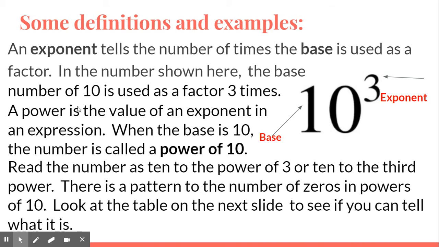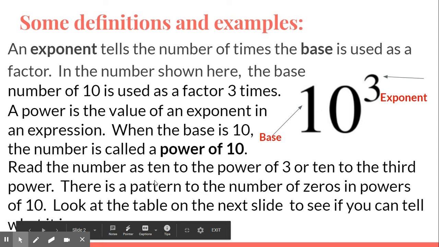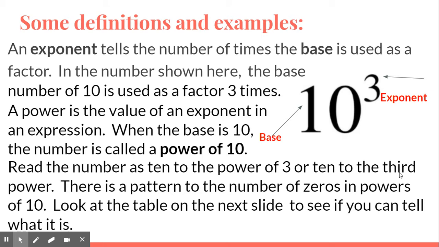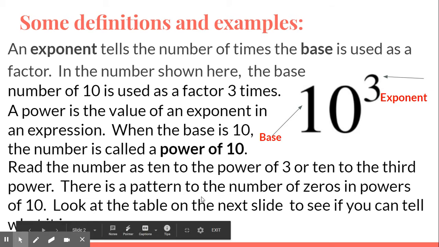That's what it's saying. In the number shown here, the base number of 10 is used as a factor 3 times. A power is the value of an exponent in an expression. When the base is 10, like here, the number is called a power of 10. Read the number as 10 to the power of 3 or 10 to the third power. There is a pattern to the number of zeros in powers of 10. And we're going to check out a table on the next page.